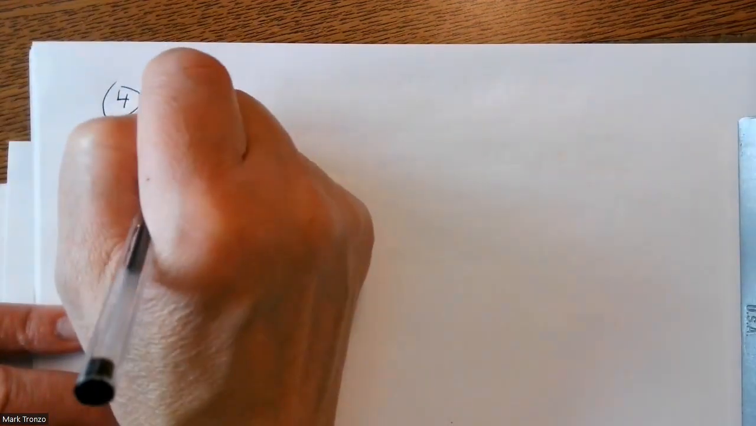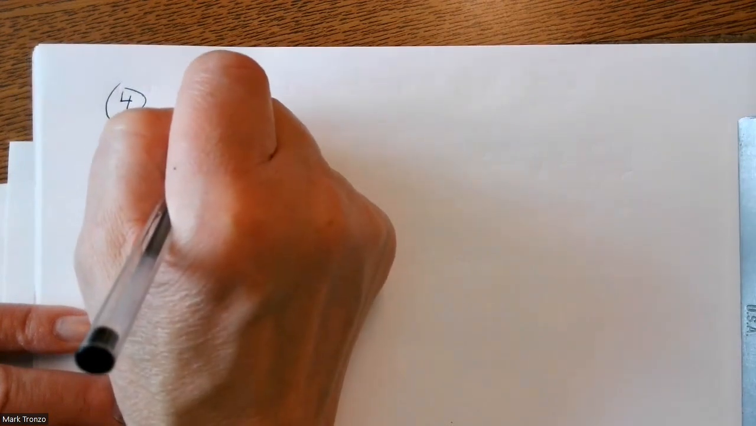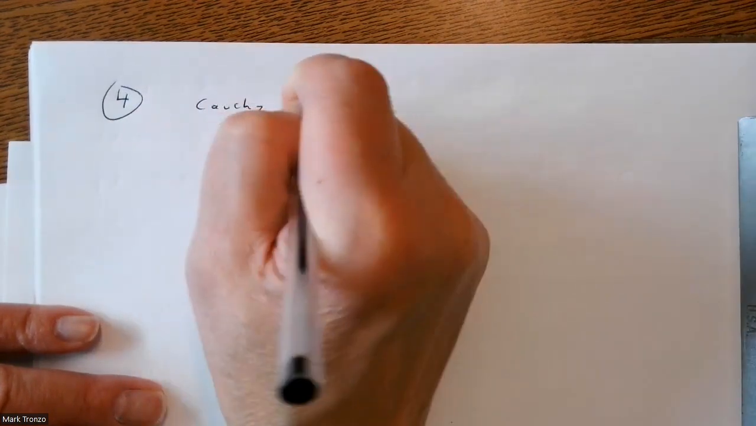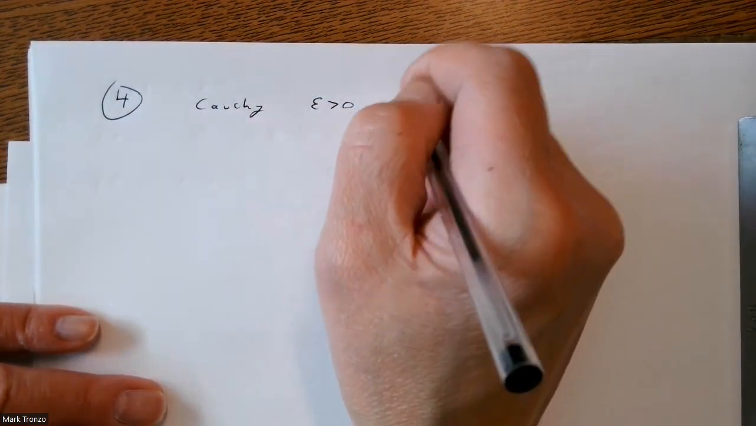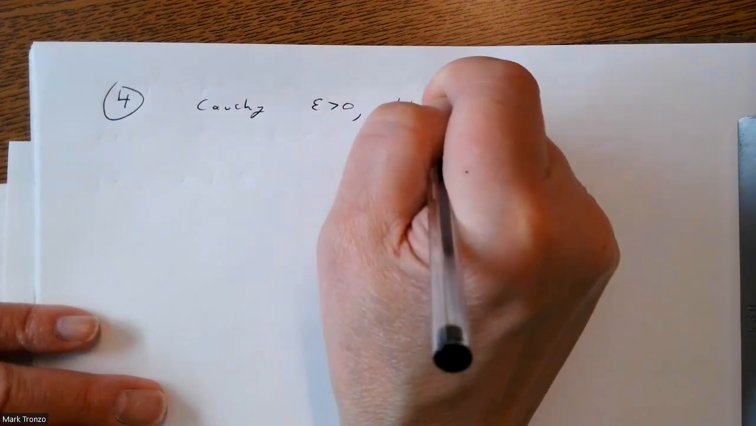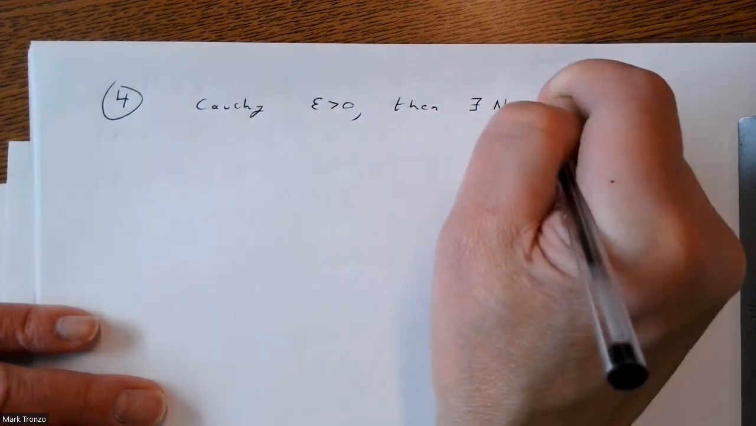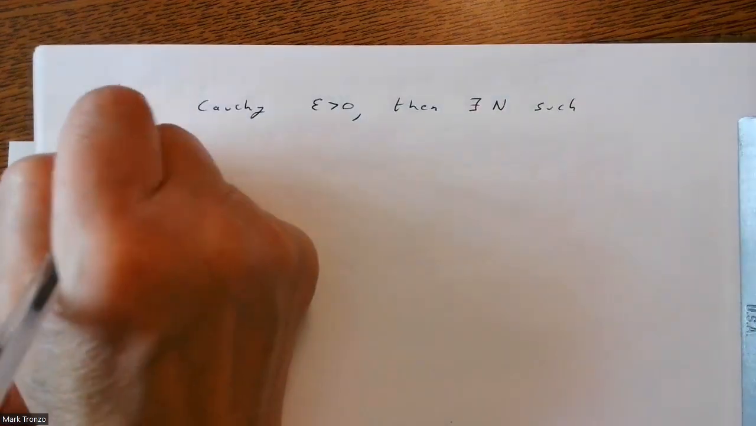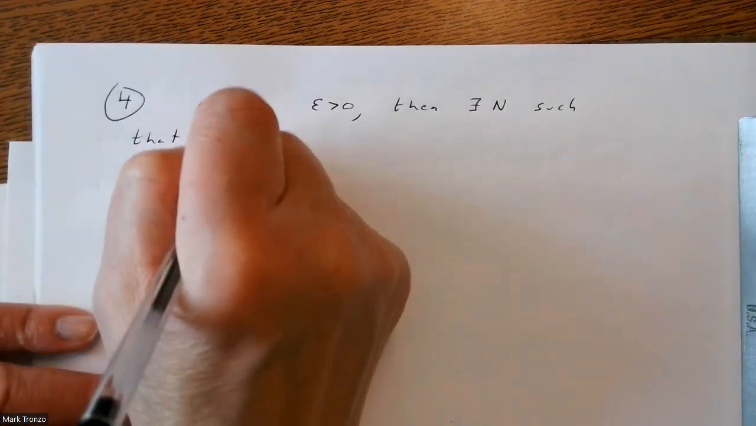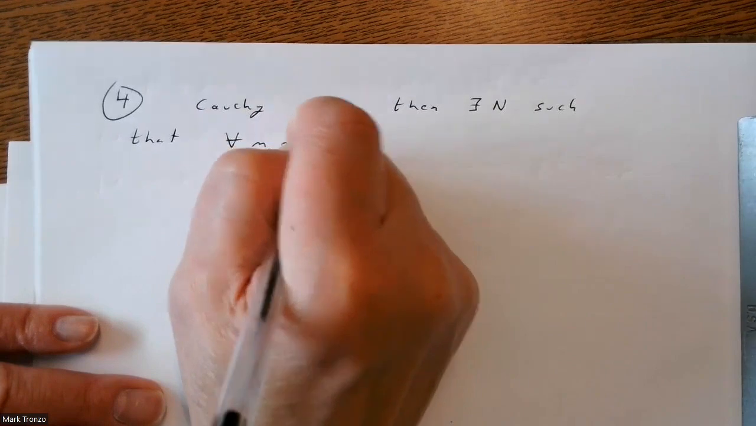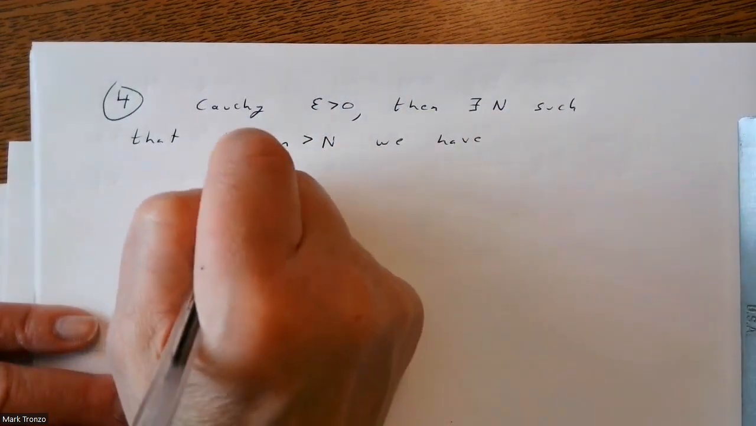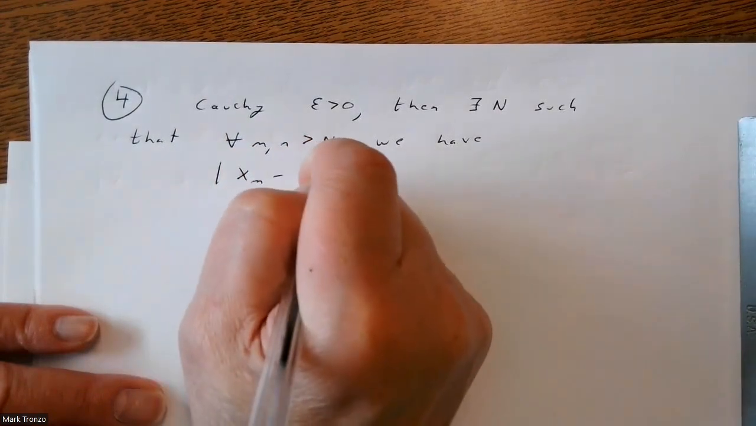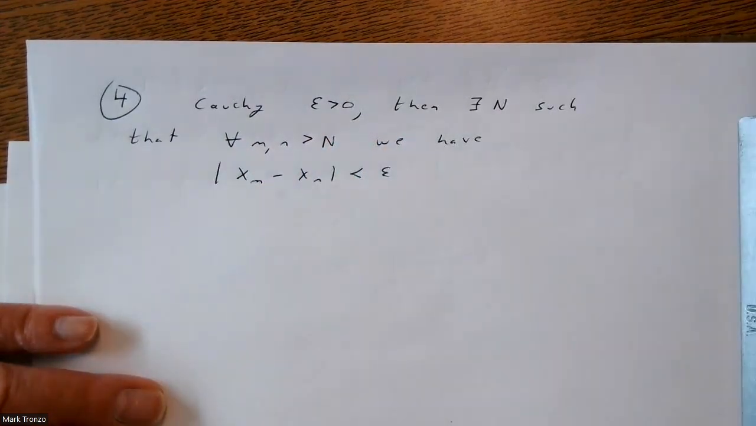So one of the things, remember for a Cauchy sequence, if you have an epsilon greater than 0, then there exists an N such that for all m and n greater than that N, we have |a_m - a_n| less than that epsilon. And this one's actually fairly short.